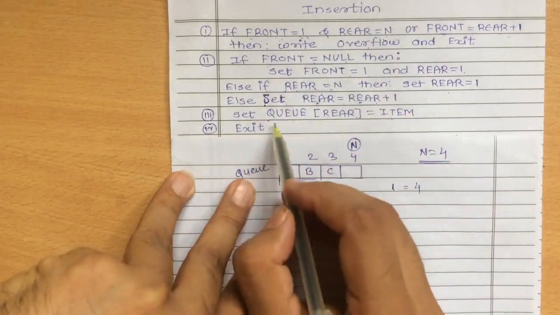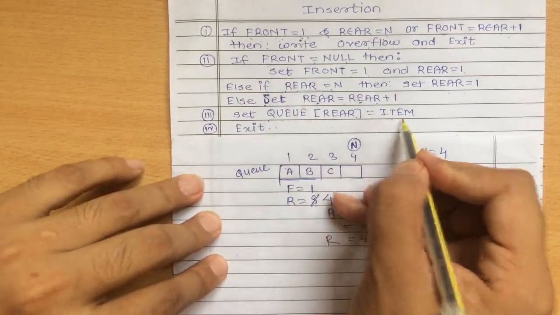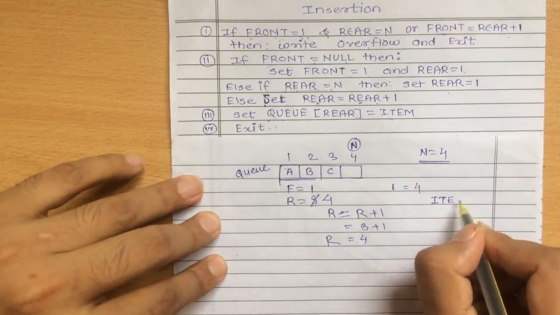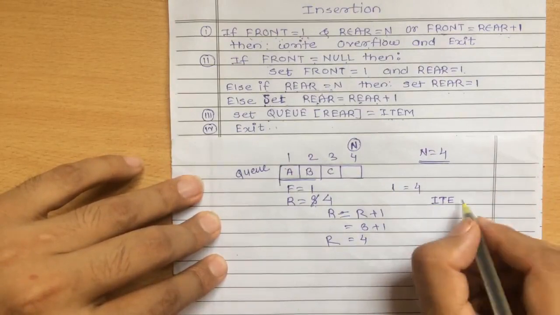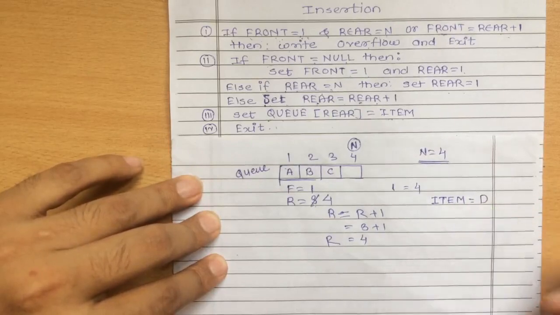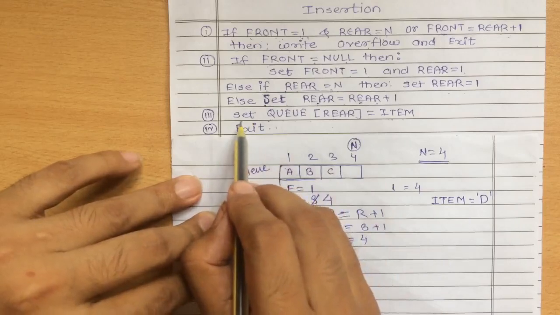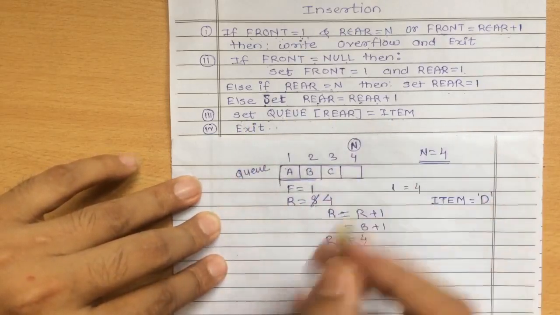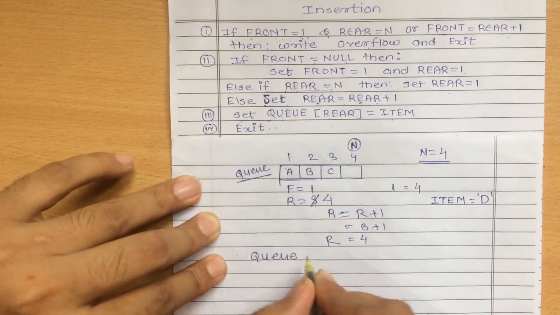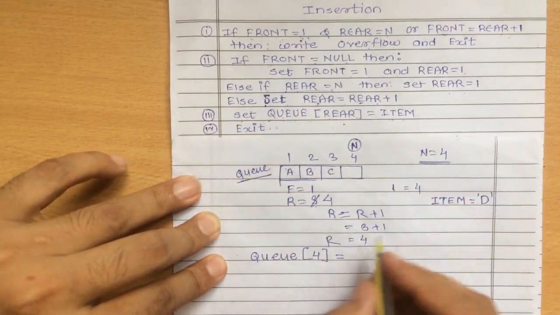Okay, so after this what we have is Q of rear is equal to item. As of now, consider, as I said, item is the variable which holds the element which is to be inserted in Q. So here in this case consider item is equal to D. So we have to insert D in this Q. In this step, we have to set Q of rear is equal to item. So Q means this array. Q of rear, the value of rear is 4, is equal to item, and the value of item is D.